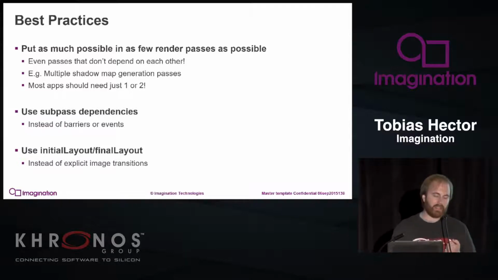Initial layout and final layout: you can actually say what layouts you expect your images, your frame buffer attachments, to be coming in and going out at. And if you put the layout transitions in by using that, then you can get that involved in the scheduling as well, rather than putting explicit barriers or events, which again gives you some knowledge of the future.